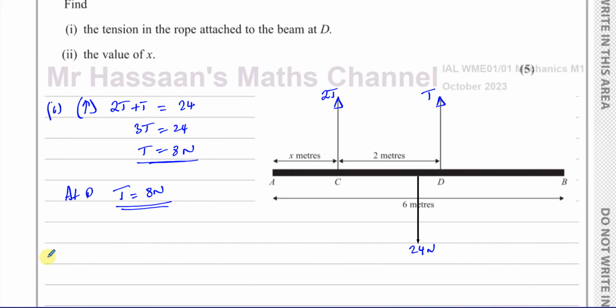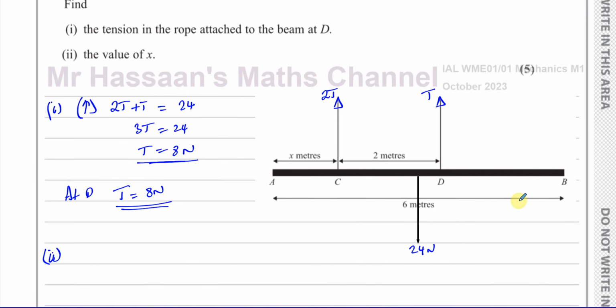So now number 2. It says find the value of X. So we're going to find the distance of C from A. Now we've got a number of different ways of doing this in terms of taking moments. So I can take moments about any point I want to, and the clockwise and the anti-clockwise moments have to balance out because this object is in equilibrium. It is in static equilibrium, right? So I can take moments about A. I can take moments about even C. I can take moments about D. I can take moments about the weight. I can take moments about B.